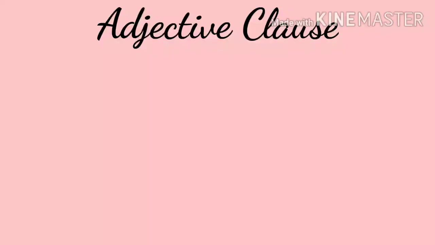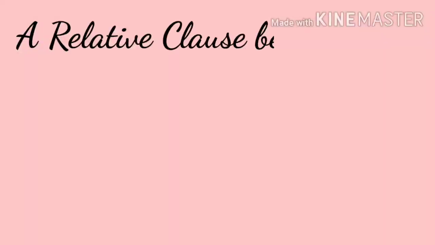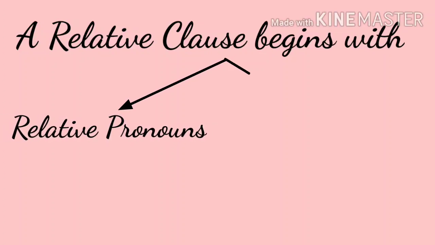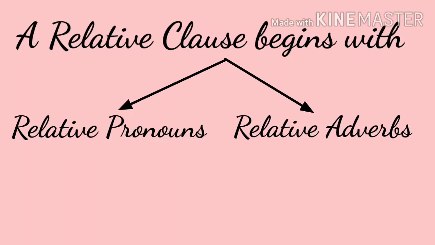So if we are to identify and understand an adjective clause or a relative clause in a sentence, it is very important to understand that a relative clause begins with a relative pronoun or relative adverbs. So in order to identify your relative clause, you must know what are relative pronouns and relative adverbs. Okay, because your relative clause begins with either your relative pronoun or relative adverb.